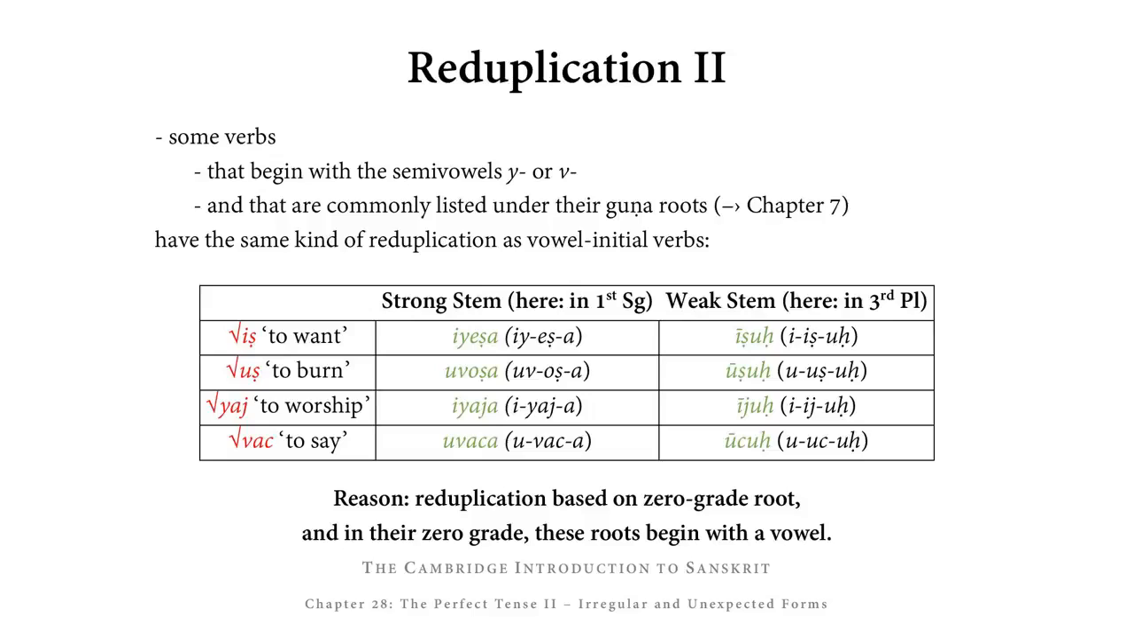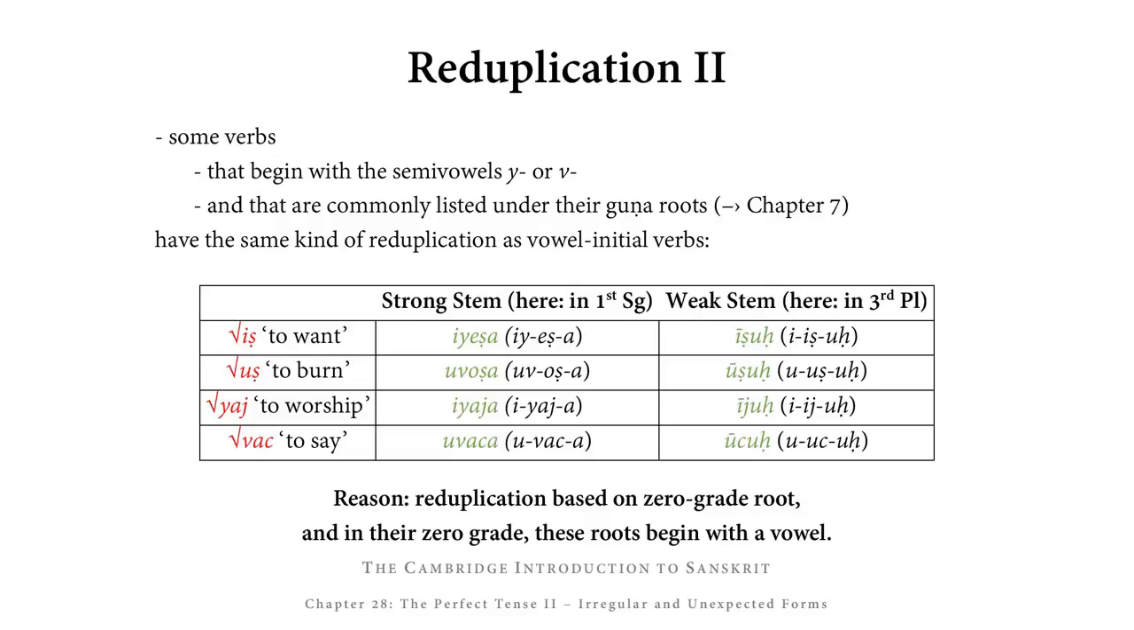Sounds rather abstract. Let's look at two examples. At the bottom of the table here, you can see the verbs yaj and vach. Both of these are cited in their guna, which you can see because they contain an a, which is the hallmark of a guna form. The reduplicative syllable of a perfect form, however, is based not on the guna of a verbal root, but on the zero grade. So what we need to do if we want to form the reduplicative syllable of these is to first of all put them into their zero grade.